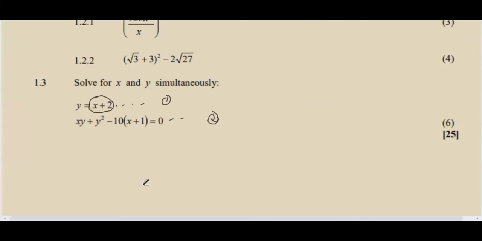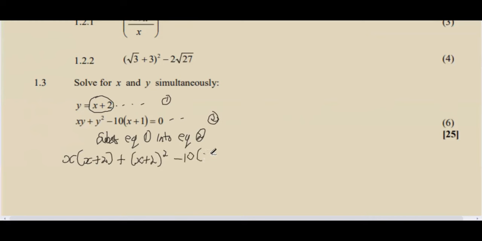So we're just going to go ahead and write that. Substitute equation number 1 into equation number 2, right? So that means wherever I see y, I'm not going to write y now. I'm just going to substitute by this expression. Then this is x. There's the y. I'm just going to go ahead and write x plus 2. Then there's the y again. I'm going to write x plus 2. But then remember the y has a square, so I also need to include that square there. Then minus 10 x plus 1 is equals to 0.